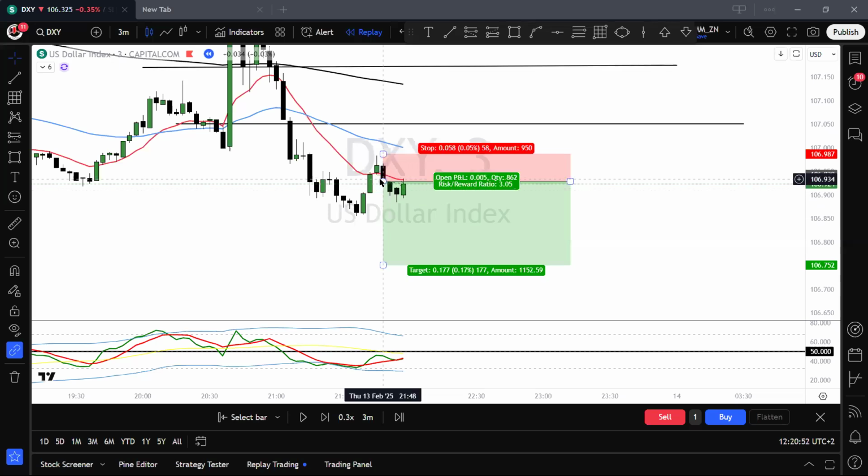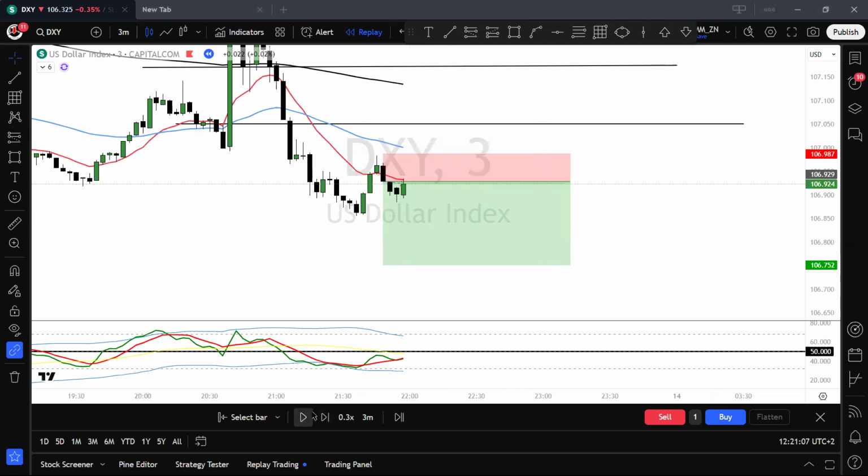And usually DXY is correlated to EU. So if DXY is going down, that means on EU at this exact point in time, I'm looking for a buy. So let's click play and see if this setup would have played out.